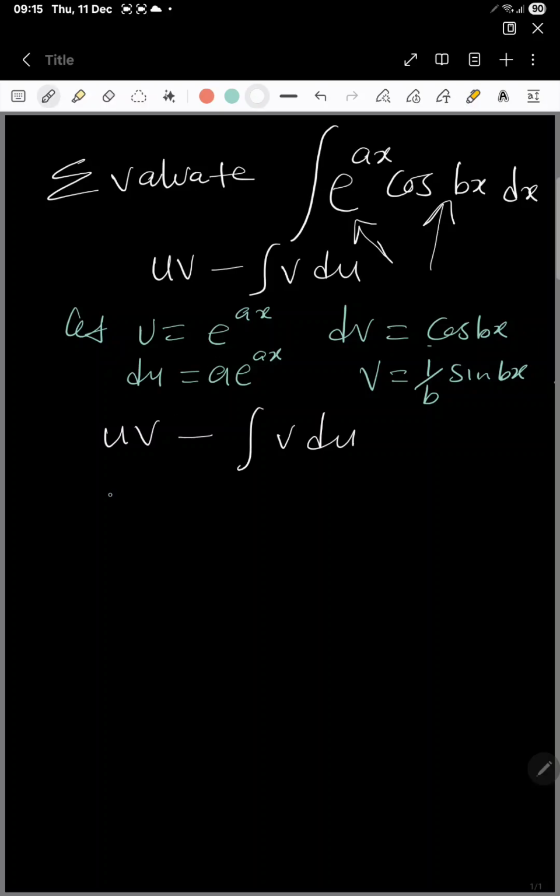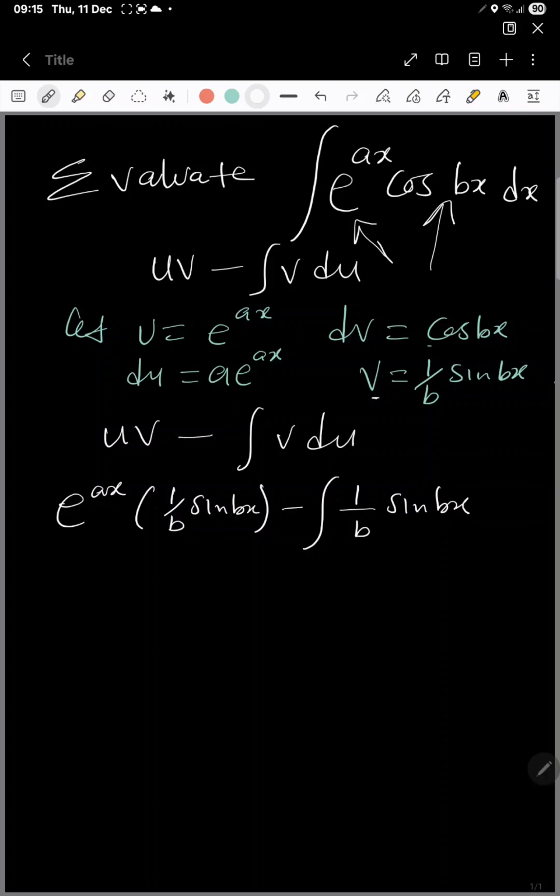So we have our u, which is e to power ax. Our v, we are putting this, which is 1 over b sine of bx, and then minus the integral of v, which is 1 over b sine of bx, like that. Then from here we can multiply. We are going to multiply this part here, and also we multiply that part.